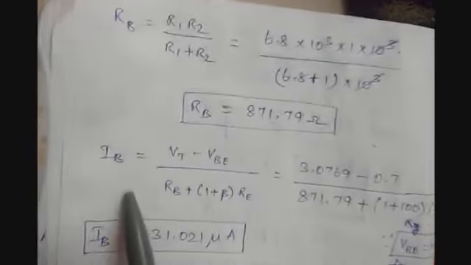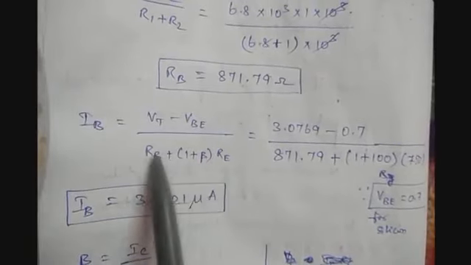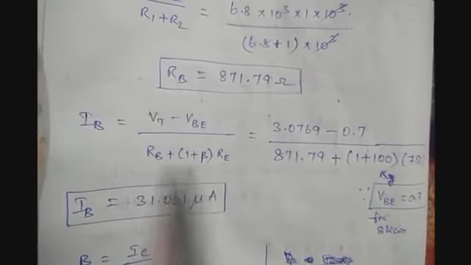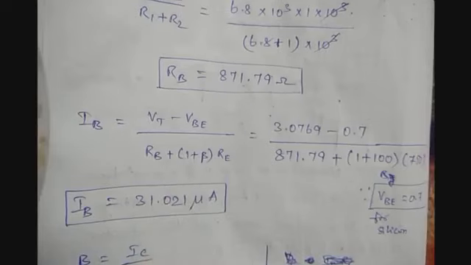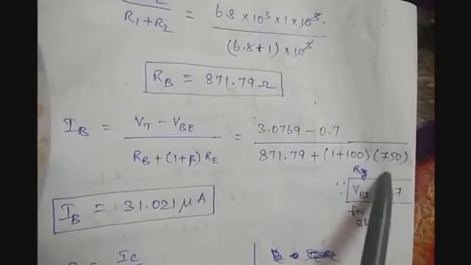Next, IB. IB equal to VT minus VBE by RB plus (1 plus beta) into RE. This formula we know for exact analysis. Right? Substitute the values and simplify it.